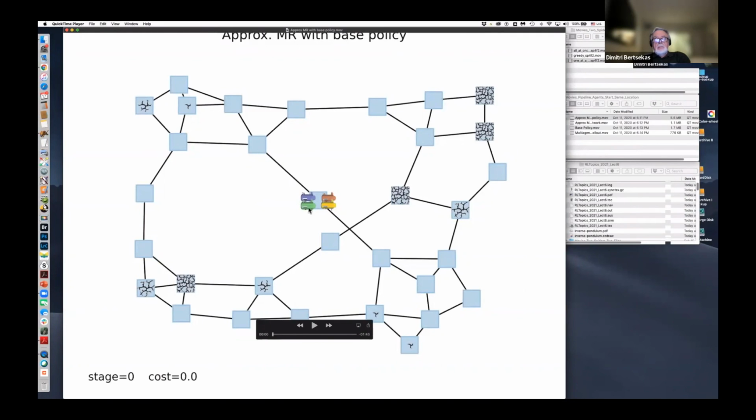Okay, are there any questions about what's happening here? What's the confusion? What are the difficulties with this policy?